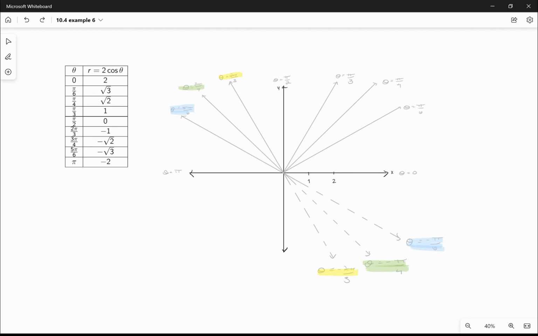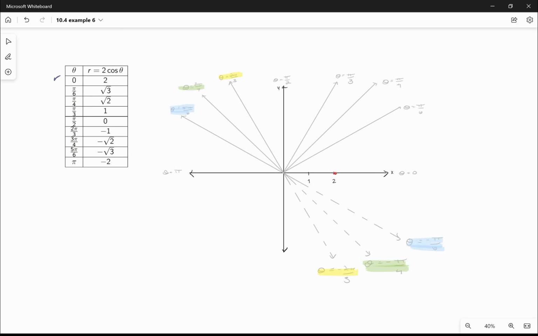You don't need to draw these lines. You can kind of see where they are or just estimate about where they are, but this will just help us at least get used to what's going on. So we're starting at the point theta equals 0 and r is equal to 2. Theta equals 0 corresponds to the x-axis, which is the polar axis, and r equals 2 is a distance 2 away from the origin, right? So it's that point right there.